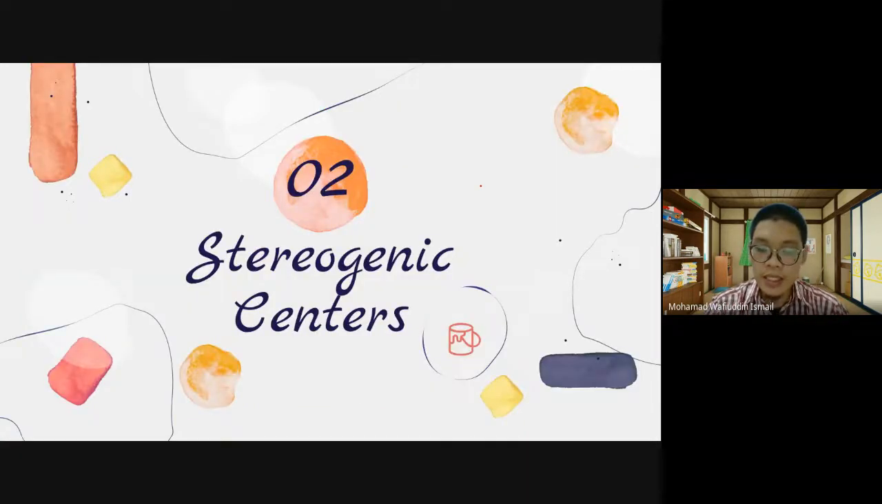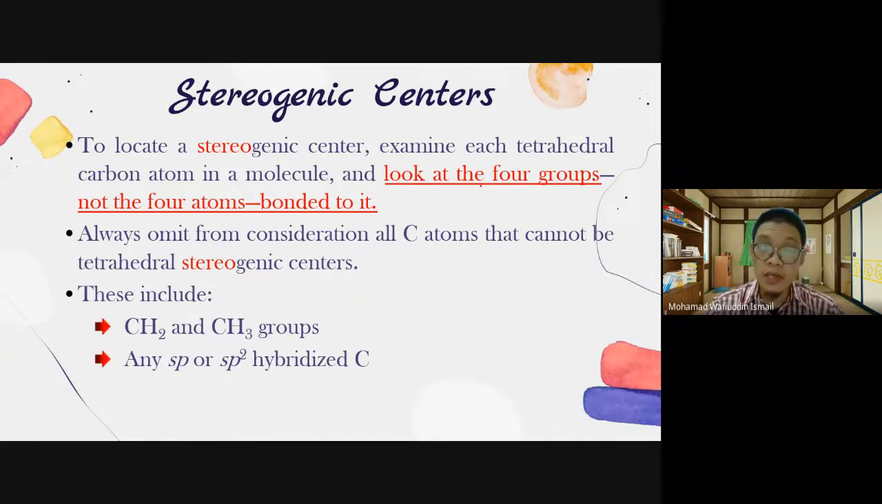Okay, stereogenic centers or stereocenters. To locate stereogenic centers, this is how we determine them. Examine each tetrahedral carbon atom in a molecule. Choose a carbon atom in the molecule that you want to predict is chiral or non-chiral, and look at the four groups, not the four atoms, that are bonded to the selected carbon atom. Remember, look at the four groups and not the four atoms bonded to it.